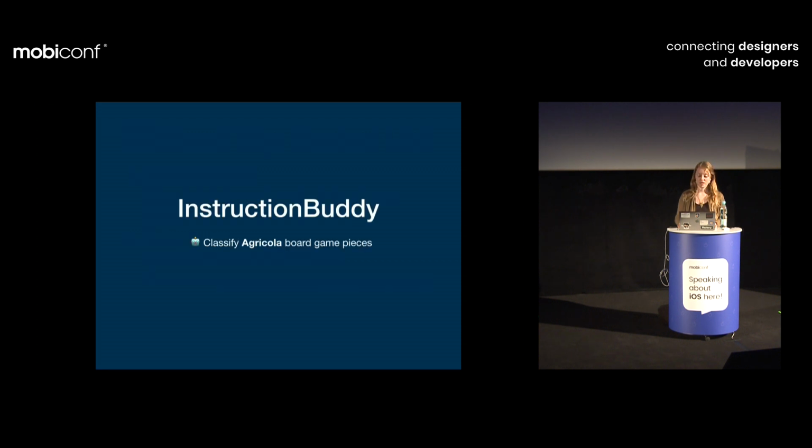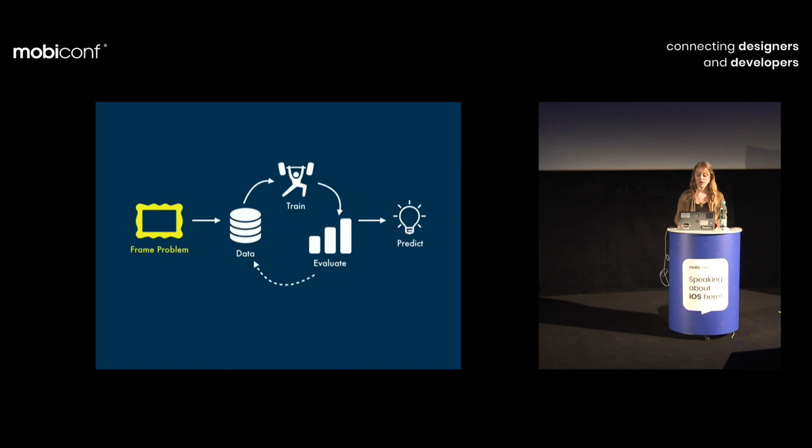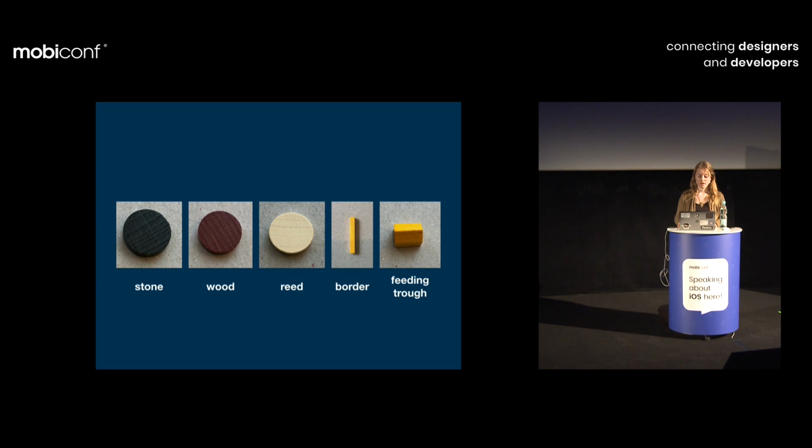OK, so let's get started with Instruction Buddy. We're going to be classifying Agricola board game pieces. I didn't show this in the diagram before, but the first thing would be to properly frame our problem before we do the training process and then the inference part. We're trying to classify these Agricola board game pieces, and we're going to have 5 of them that we're able to classify. So we're going to build a classifier that's able to take an image and then classify it into one of these 5 categories or classes. If the user takes a photo of something else, then it's going to be classifying it as one of these. That's something that we'll talk about handling a little bit later.